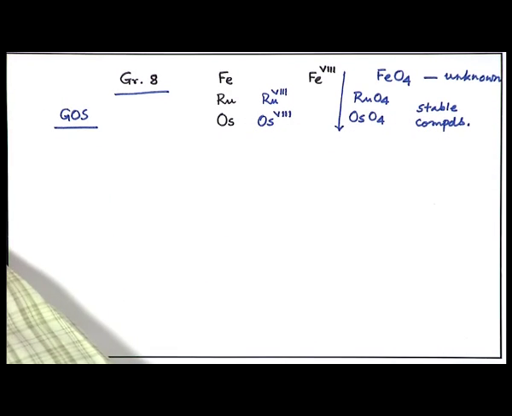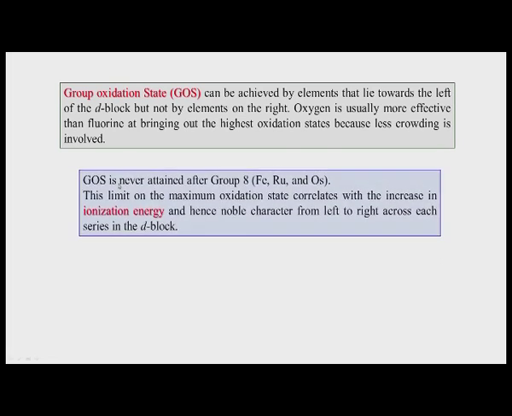So this group oxidation state tells us that it can be attained, but it is never attained after group 8. Once we reach group 8, with ruthenium and osmium having meaningful existence of the corresponding tetroxides, this limits the maximum oxidation state. Beyond this we cannot expect to remove 9 or 10 electrons, because of the increase in ionization energy. This is the limit, and the maximum oxidation state we can reach for this group is +8.